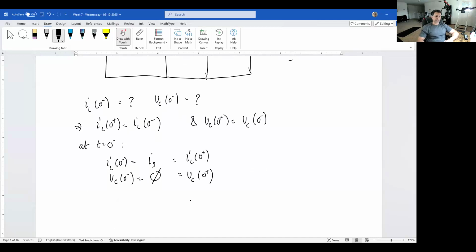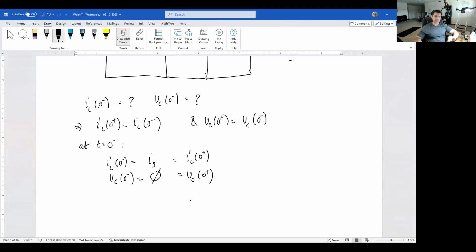Now you have to do this in every circuit. Not in every circuit is it going to be the same value. It depends upon how the circuit is arranged, and how long the circuit has been running before the switch or before the change happens. It could be different current values, different voltage values. But if these three components are connected in parallel, then of course the inductor is going to short out the capacitor and the resistor that is connected in parallel.